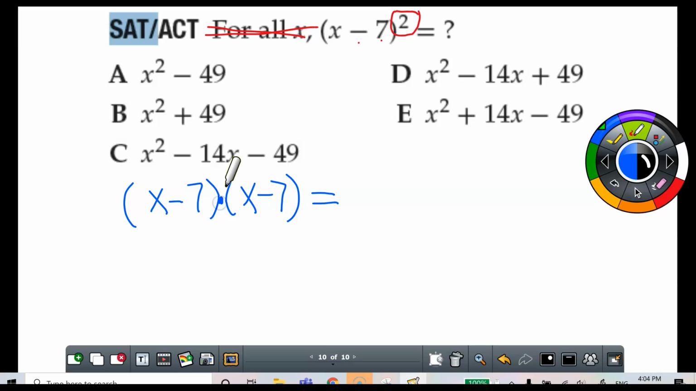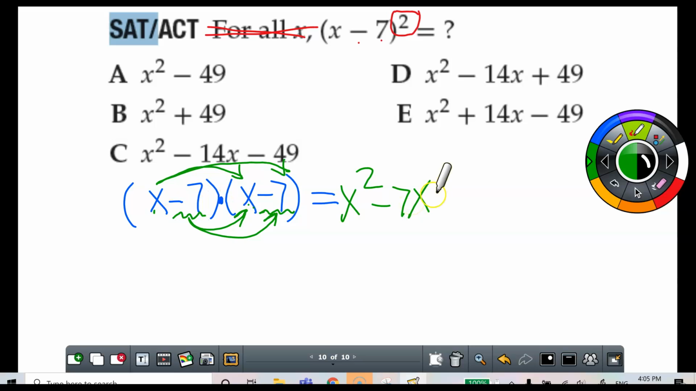Here, the two parentheses are multiplying each other, so we're going to do the distribution. So we're going to multiply the first guy in the first house to everybody in the second house, and multiply the second guy in the first house to everybody in the second house. Okay? So first multiplication, x times x is x squared. Second multiplication, x times -7, don't forget the sign, is -7x. Next is -7 times x is -7x. Finally is -7 times -7, which is +49.